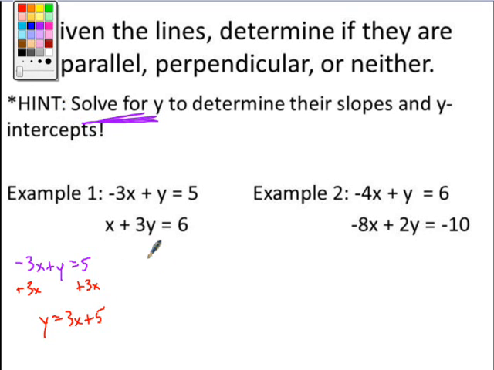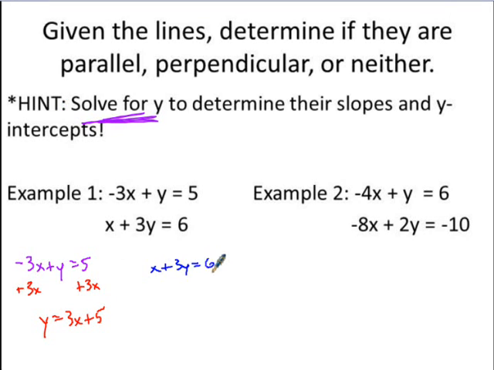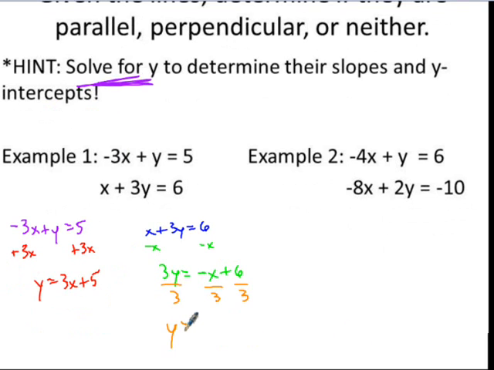Then let's take the second equation, x plus 3y equals 6, and solve for y here. So subtract x, and I get 3y equals negative x plus 6. Then I'm going to divide each term by 3, and I have y equals negative 1/3 x plus 2. Then we want to look at the slopes. This is negative 3, and this is negative 1/3. Are the slopes opposite and reciprocal? The answer is yes, so these two are perpendicular.